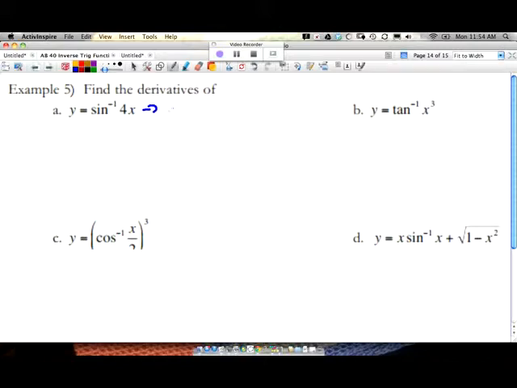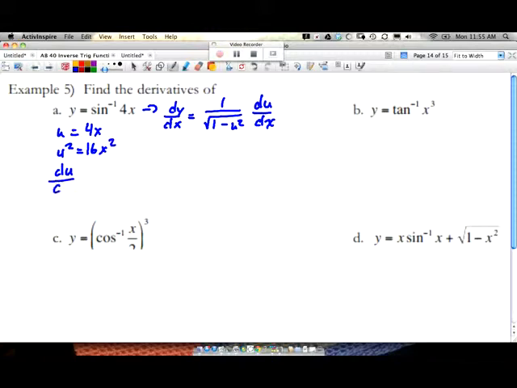So I know that if this is the derivative, I'm going to use the shortcut now. That means that dy/dx is going to equal 1 over square root of 1 minus x squared, or I shouldn't say x squared, this is really u squared, times du/dx. Well, then what's u? U in this case would be 4x, u squared would be 16x squared, and du/dx would just be 4. So this would simplify to 1 over square root 1 minus 16x squared times 4. Easy breezy.